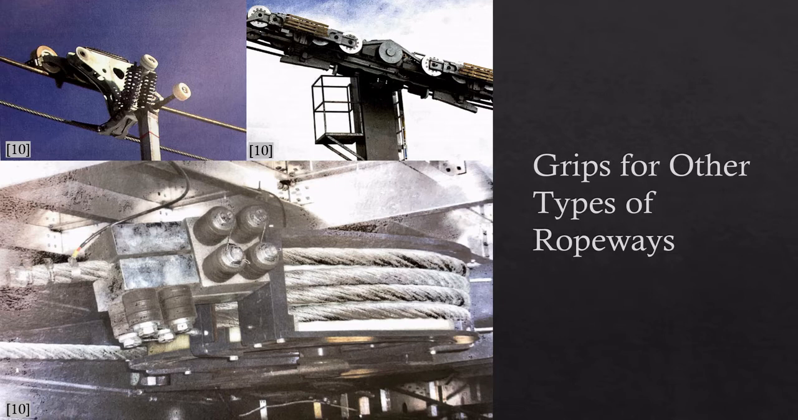This will contain the fixed grip for the tram's haul rope, as well as carriage wheels to glide along the two track ropes for the tram in this case. The bottom image is of a fixed grip for a funicular system. Note that the haul rope is wrapped several times around the grip for necessary friction.